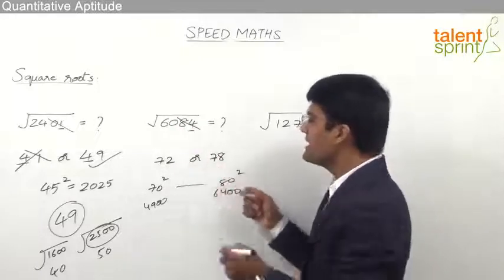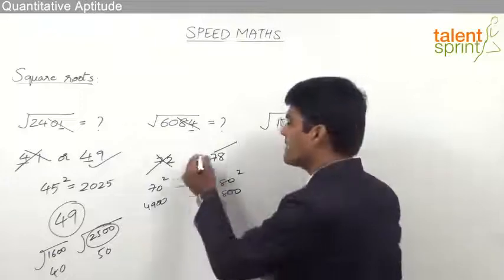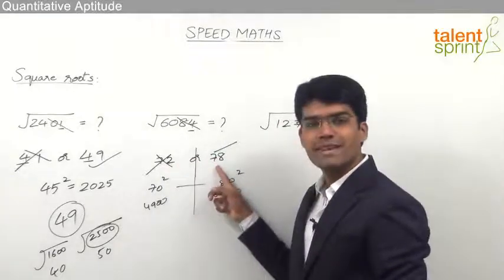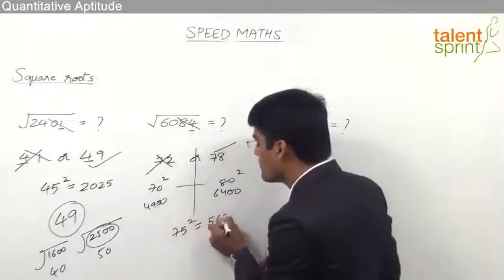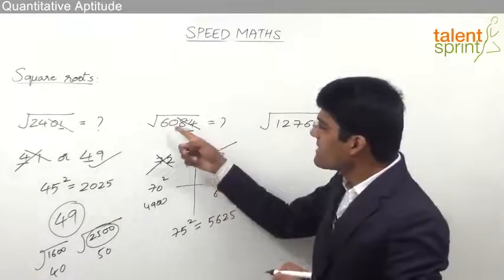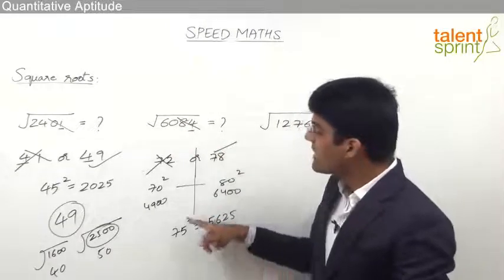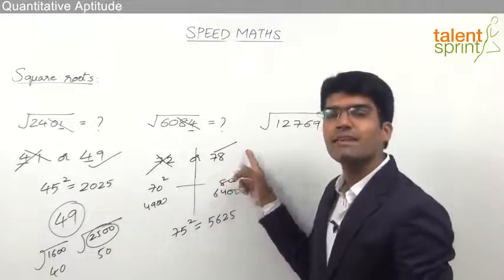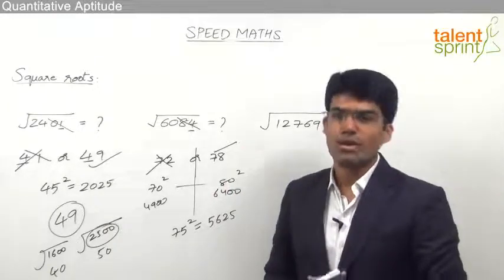What is closer to 80? 78. So 78 is the correct answer. Otherwise, we can find out the square of the middle number. What comes exactly between 72 and 78? 75. 75 square is 5625. Now if you observe, 6084 is greater than 5625. If it is greater than 5625, the answer should be greater than 75. What is greater than 75? 78. So 78 is taken as the correct answer. So these 3 steps will give you the square root of the given number.